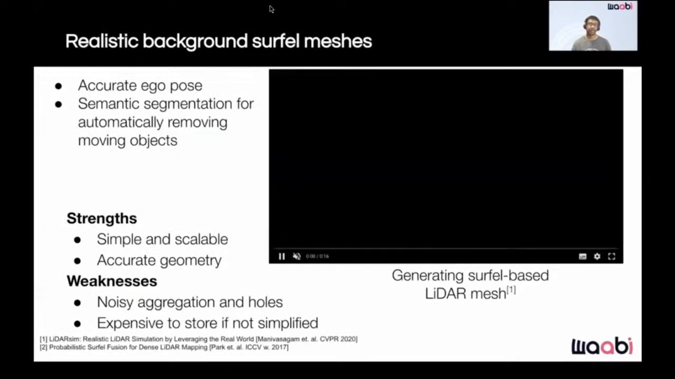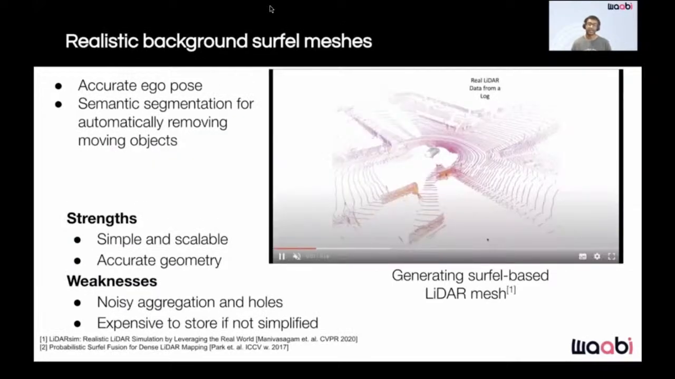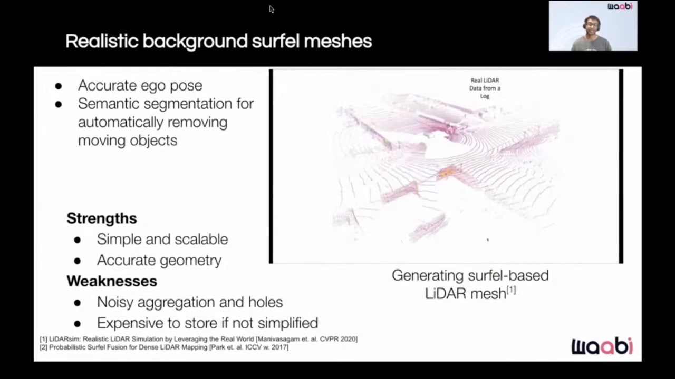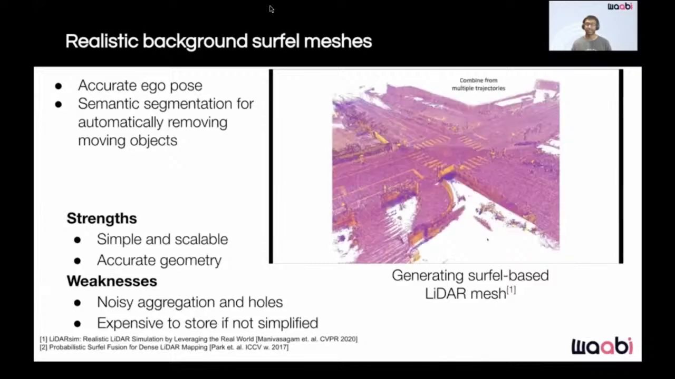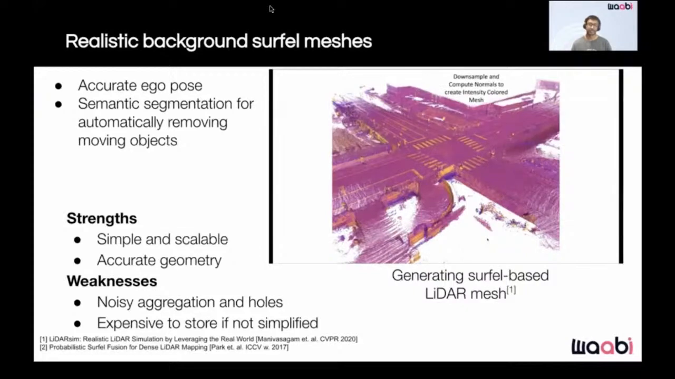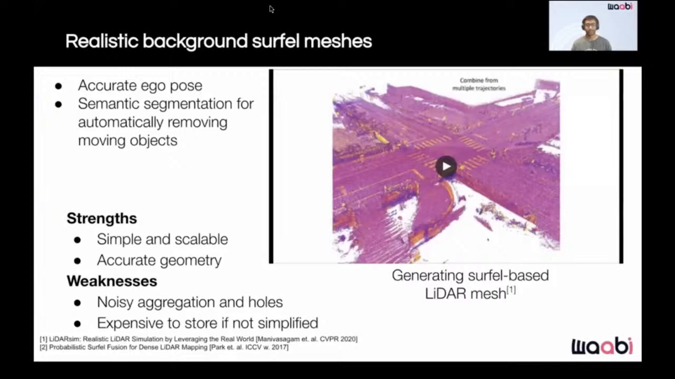One straightforward approach to generate background assets is to leverage the LiDAR point clouds collected by the SDV. We record the LiDAR data in an area, remove moving objects using a semantic segmentation model, aggregate and align the LiDAR, combine across multiple trajectories, and create a mesh representation. The downside of this approach is that it has noisy meshes, since the segmentation model can be inaccurate, the LiDAR sensor may have slightly noisy observations, and the aggregation may not be perfect. But the benefit of this approach is that it's simple and scalable, and it has accurate geometry, since every LiDAR point observed becomes directly part of the geometry.